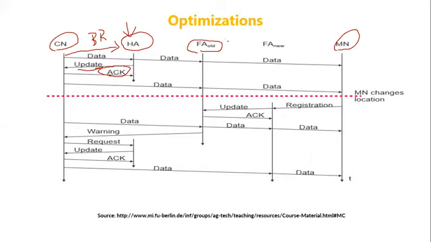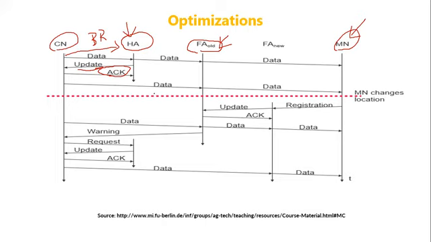There are two types of COA as we discussed. The COA can be in the FA or it can be co-located, that is, co-located means it will be in the mobile node itself. So here let us assume the COA is in the FA. So now the correspondent node knows the location of the mobile node.